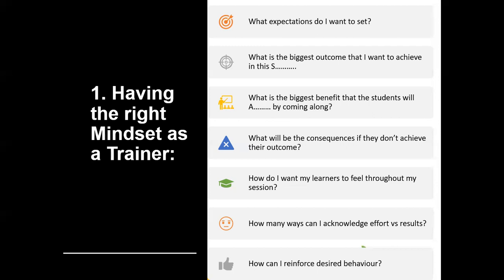Last of all, how can I reinforce desired behaviors? Okay. Really, really important question to ask yourself, because if you focus on the negative, you're going to get more of the negative, right? But if you focus on what you want in terms of behavior, you're going to get more of that. Okay. And we'll talk about strategies to do that in coming slides.